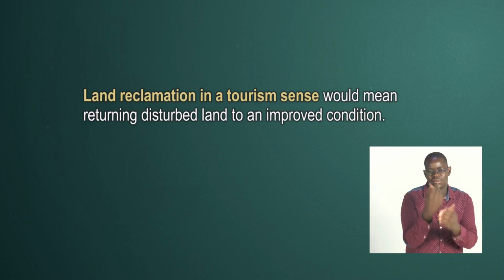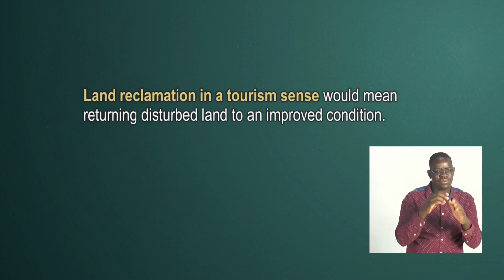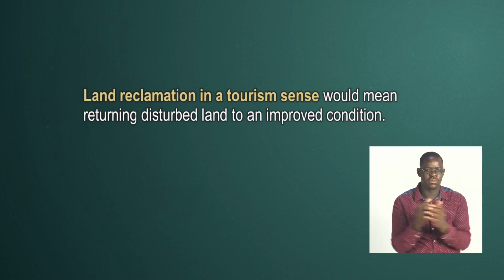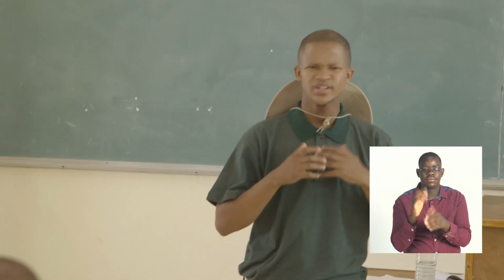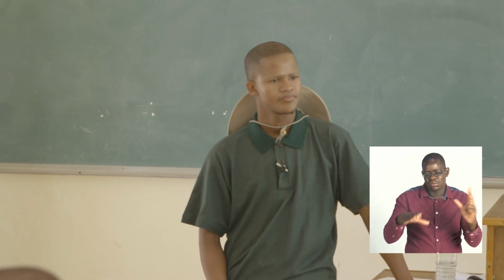Often, land reclamation in a tourism sense would mean returning disturbed land to an improved condition. So the mine or businesses using the land would restore the area to look the same or better than it looked before they used it for business. Okay, so what does all this have to do with land reclamation for farming?